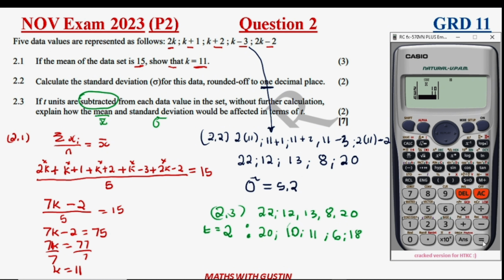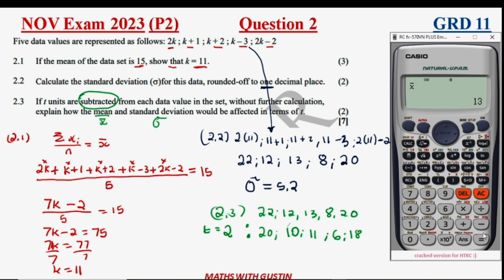I know in this question, guys, they said without any further calculation, but the only way for you to know is to check it. You can't just guess what will happen to the mean or the standard deviation. All right, we've got 5 data values. Let's go ahead and have a look at shift, stats, and then variance. Let's start with the mean first. The mean is going to give us 13.